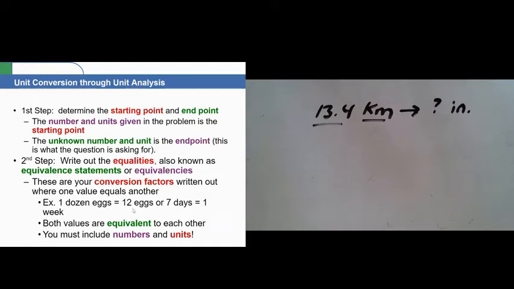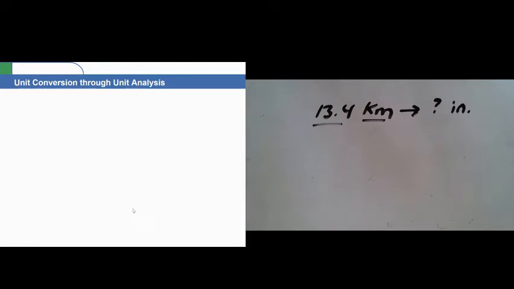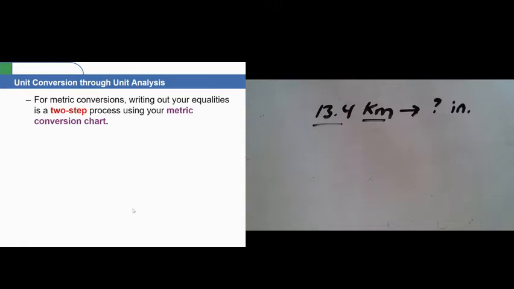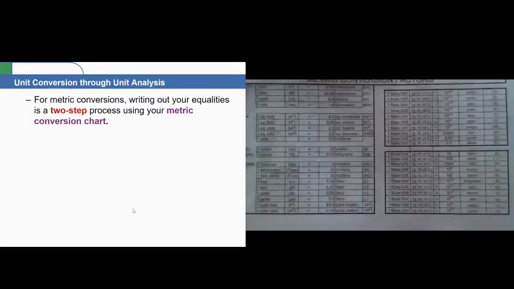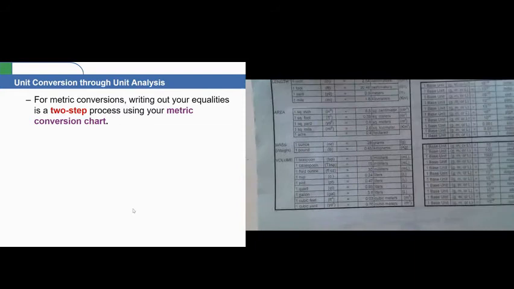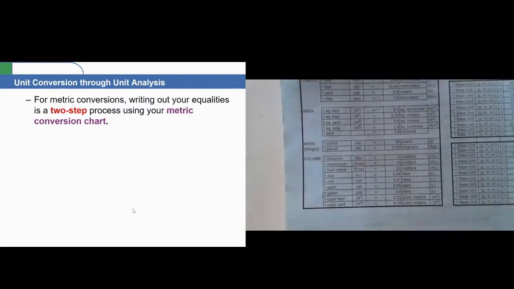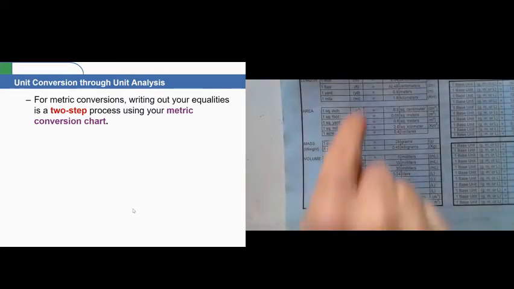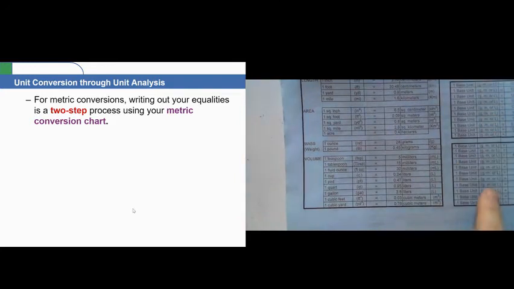So you want to make sure you write them out. Now, for metric conversions, you're going to be writing out your equalities as a 2-step process using the metric conversion chart. That's this guy right here, and you'll have access to this whenever you're trying to do any of these problems. All right. Now, it's a 2-step process because you have 2 sides of the chart.